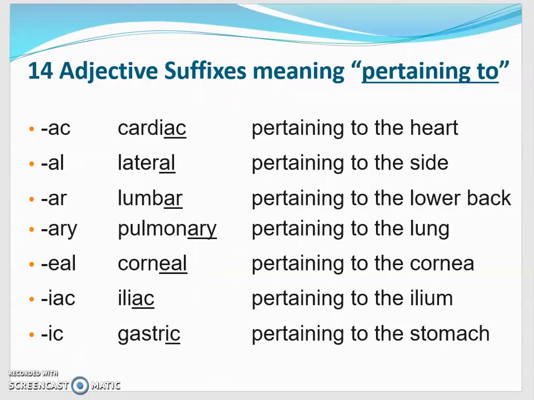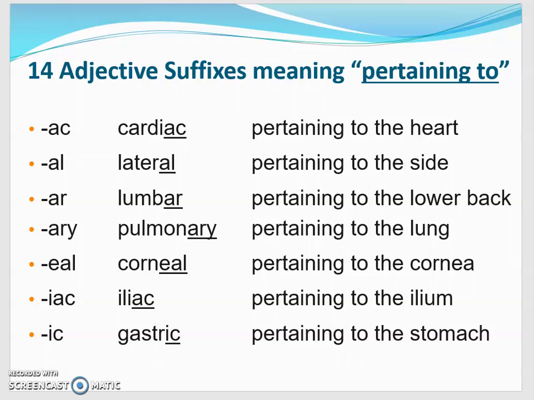Okay, now I mentioned earlier we were going to have 14 suffixes that all have the same definition, meaning pertaining to. So these are your 14 adjective suffixes that mean pertaining to. I want you to focus only on that list of suffixes on the left-hand column. I'm going to give you the suffix, there's an example of how it's used, and it's giving you the definition of how it modified that word for its definition. For your purposes, you only need to know that list on the far left.